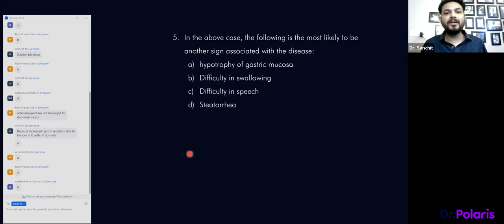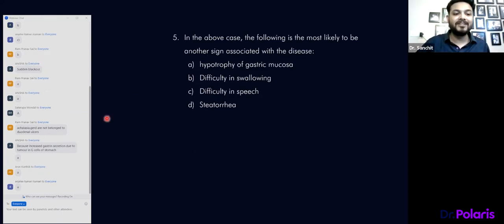Difficulty in swallowing cannot be an option because this is not a problem with the esophagus. Difficulty in speech cannot happen because this is not a problem with my oral cavity or my tongue. The only thing that can happen here is steatorrhea. Absolutely right. When I got the first answer, Shifa, it was right. Why steatorrhea? Now stimulate your physiology.